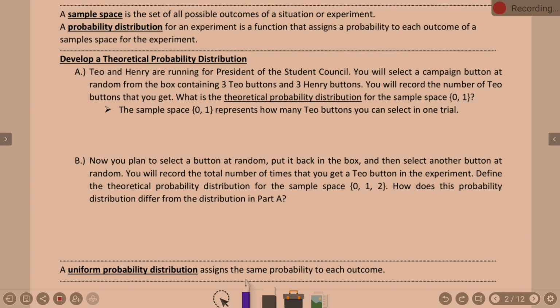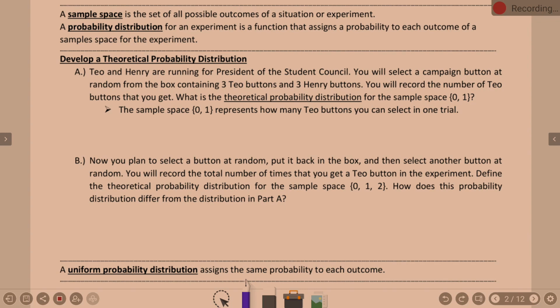So Tio and Henry are running for president of the student council. You will select a campaign button at random from the box containing 3 Tio buttons and 3 Henry buttons. You'll record the number of Tio buttons that you get. What is the theoretical probability distribution for the sample space? And then they have the sample space listed as 0, 1. Okay. 0, 1, that's two options here.